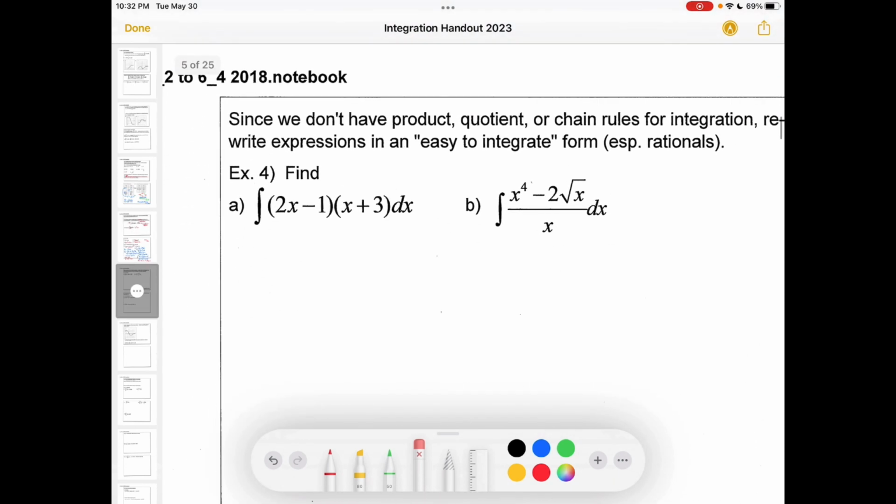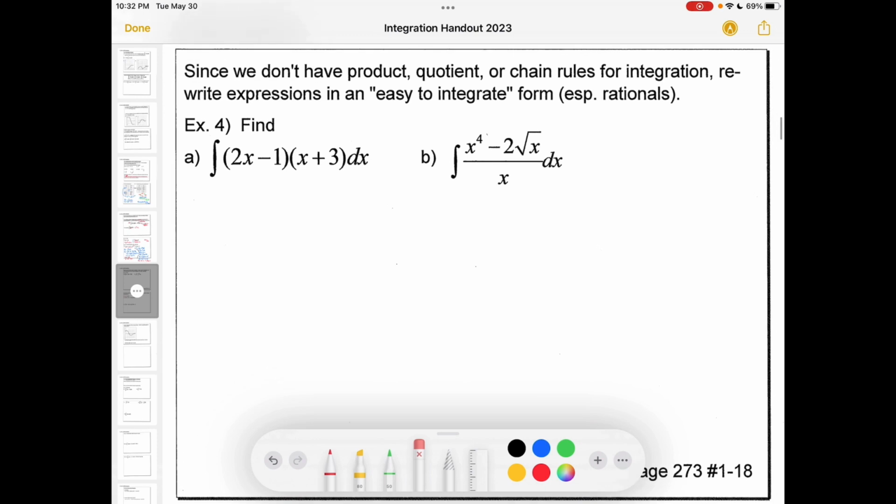Moving on. So we don't have exactly a product, quotient, or chain rule for integration, though there are analogs to them that we won't get to in this course this year. We can rewrite stuff in easy to integrate form. And we've been through this gag many times before. It's hard to deal with this. Well, let's just FOIL it out. That would give us 2x squared plus 6x minus 1x, so that's plus 5x minus 3. Oh, that's easy to deal with.